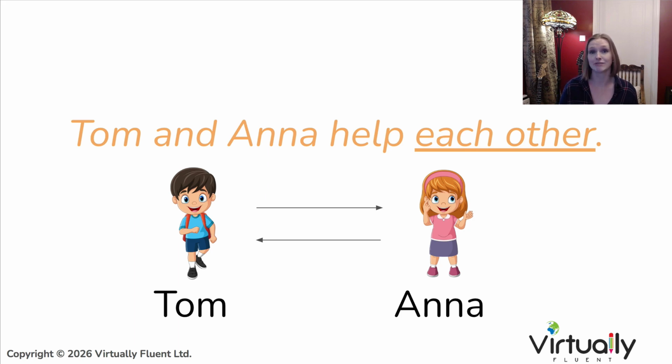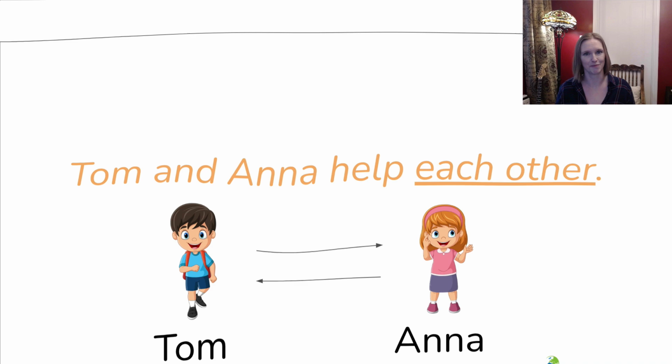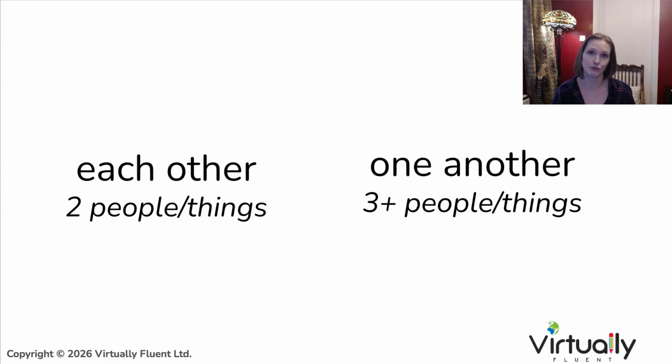We can use these reciprocal nouns, each other and one another, to avoid repeating ourselves in sentences. So Tom and Anna help each other sounds much better than Tom helps Anna and Anna helps Tom. Traditionally, each other is used when there are two people or things doing the same action in the sentence, whilst one another is used when there are three or more people or things doing the same action.